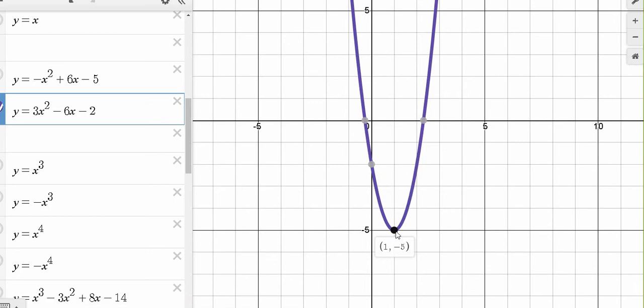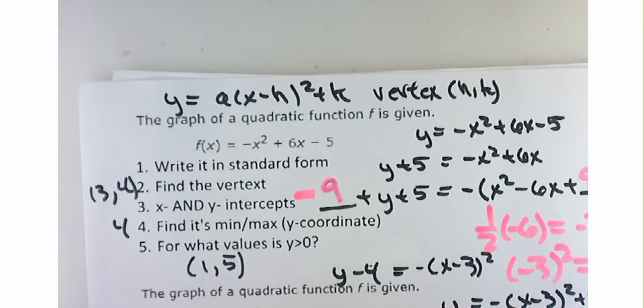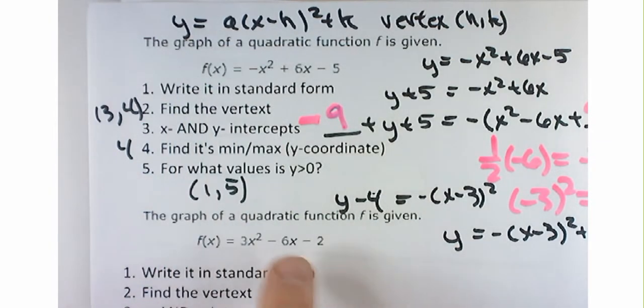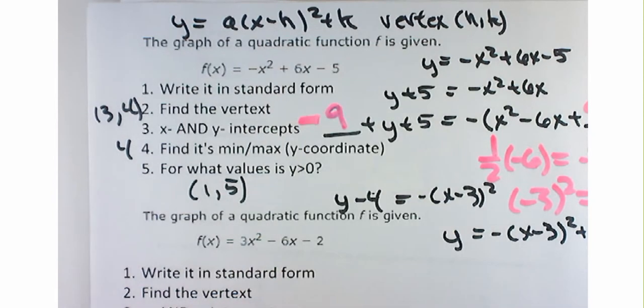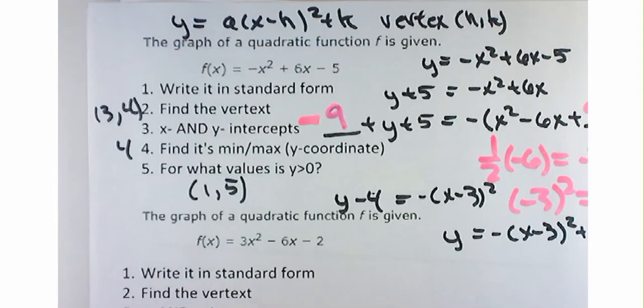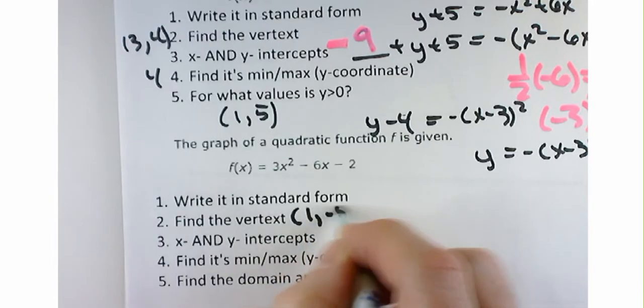If I want to put that in the nice standard form, the 3 out in front here is going to be my a. And if I know h and k, then I'm in really good shape, because I can just plug them in here. Let's look back. The vertex was at the point 1, negative 5, so that's my h and k. The vertex is at 1, negative 5.